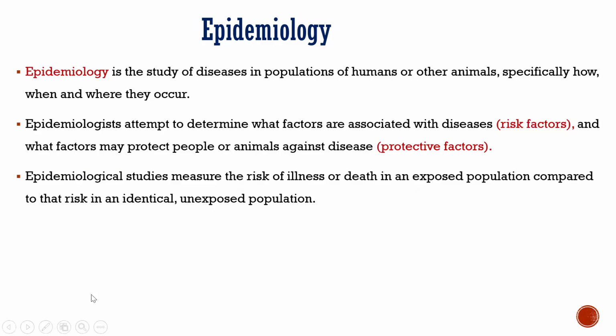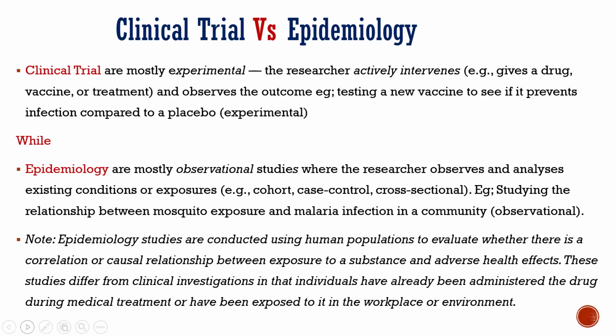Okay, so we are going to be comparing clinical trial versus epidemiology to check the difference and the other distinguishing factors between them. So clinical trials are mostly experimental. There must be an intervention. When you want to conduct a clinical trial, there must be an intervention. Like I explained, when it comes to a vaccine, you can give a drug, vaccine, or treatment.